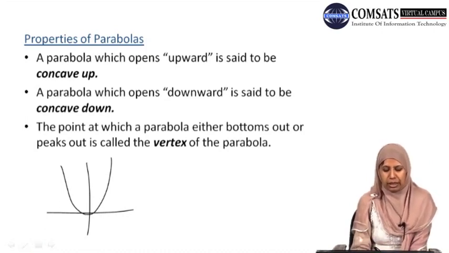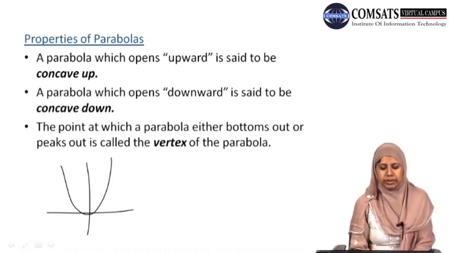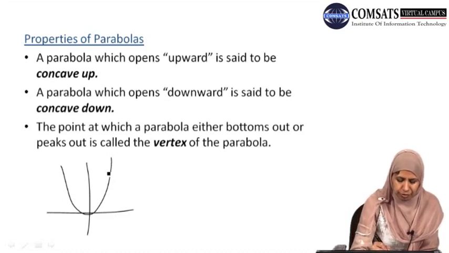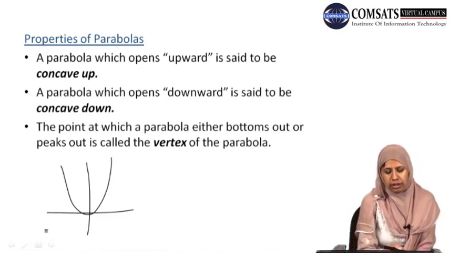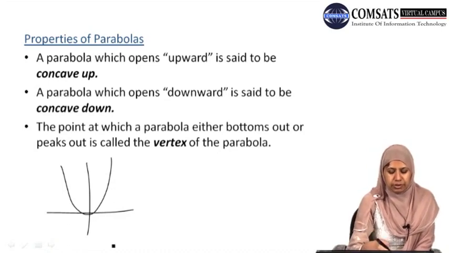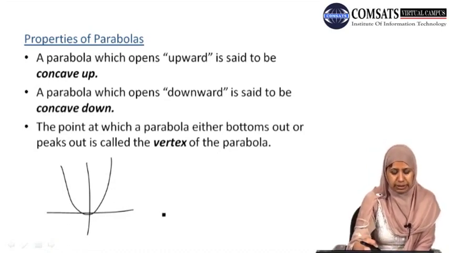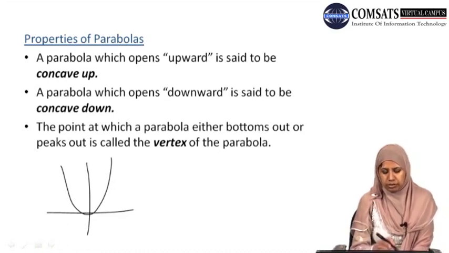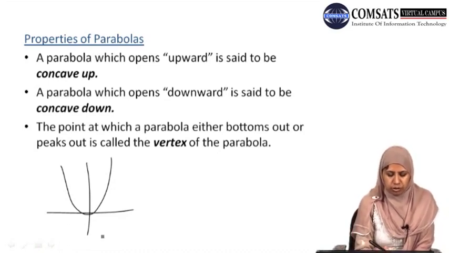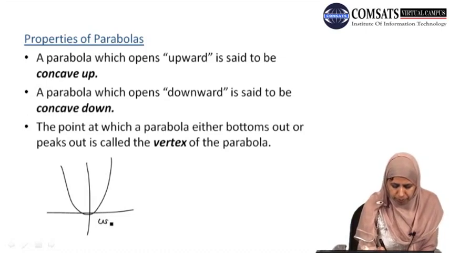Okay, now a parabola which opens upward. Now this graph is open from the upside. So this type of parabola is called concave up. This is open from the top basically, and it is closed from the bottom. So this type of parabola is called concave up.